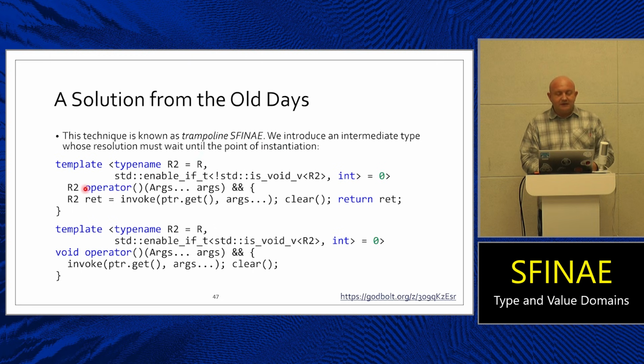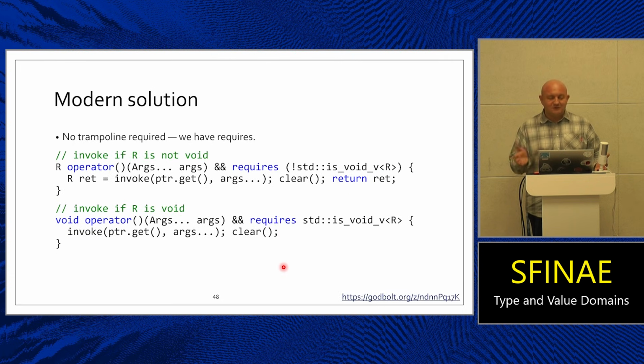We introduce an intermediate type like R2 whose resolution must wait until the point of instantiation of this method. And here R2 is equal to R, and of course this std::enable_if is now SFINAE. It is now inside the immediate instantiation context. It is SFINAE, it is not a compilation error, and this works, but this looks really ugly. And in the world of modern C++, we just don't need it.